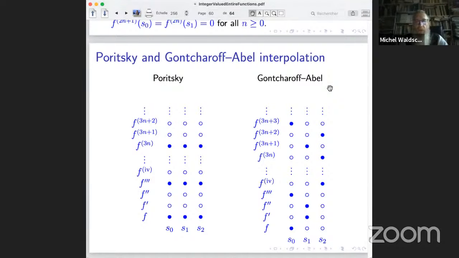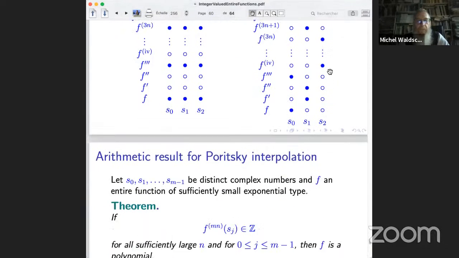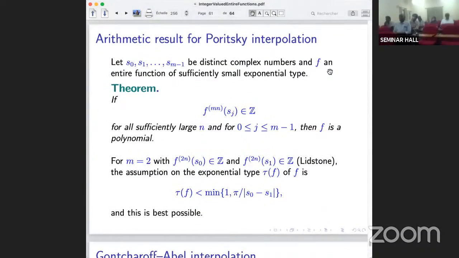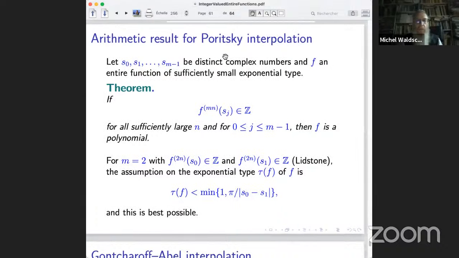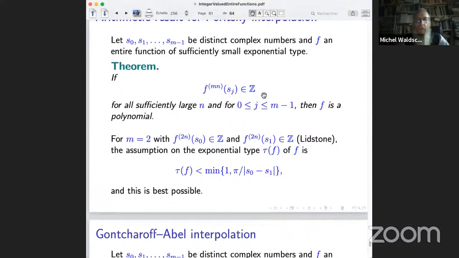So Abel interpolation, which may look a little bit bizarre at the beginning, is a special case of a general situation. So for the Poritsky interpolation, the result is the following. You have finitely many points, S0 to Sn minus 1. You have a function of exponential type, which is sufficiently small. And you assume that all the derivatives of order multiple of m at the Sj, where m is the number of points, are integers. Then f is a polynomial.